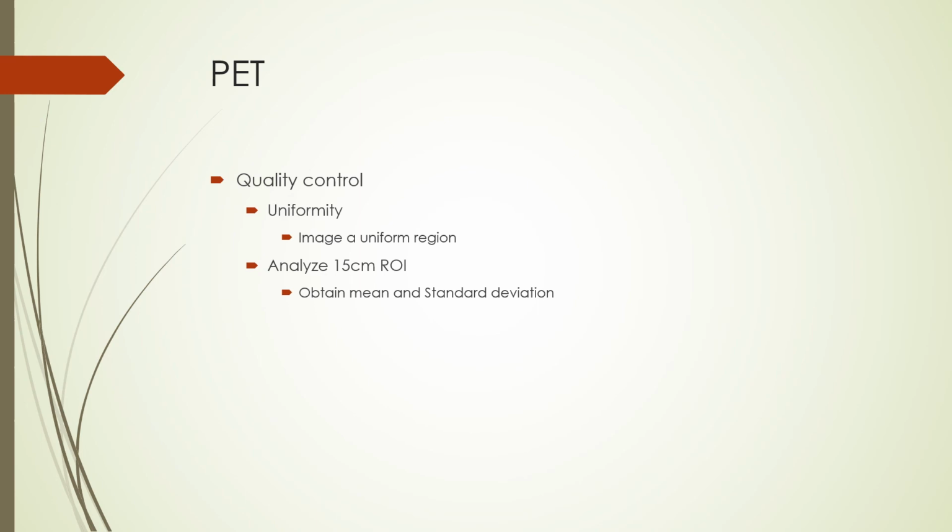Uniformity is important in PET imaging, just as in SPECT imaging. Uniformity is the scanner's ability to accurately reproduce the activity in the field of view. Procedures for uniformity involve measuring the uniform activity in a phantom and analyzing a 15 cm region of interest in the image. A mean and standard deviation of pixels in the region of interest are obtained.